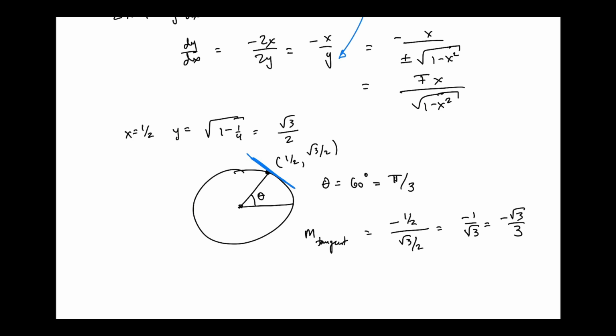So -√3/3 if you prefer to have it rationalized, or -1/√3. Okay, same thing. All right, does that seem reasonable given the graph? Okay. All right, so let me flop over to Mathematica here, and let's take a look.